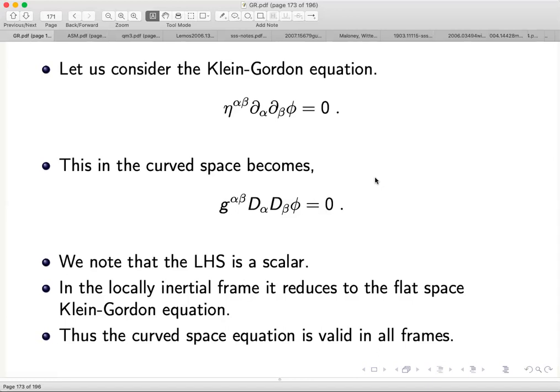Okay, so yes, please. I sort of missed the previous point. What's the problem of accelerating charged particles?